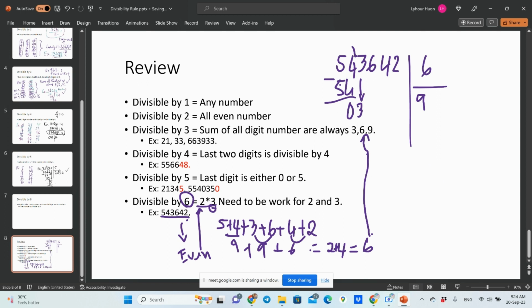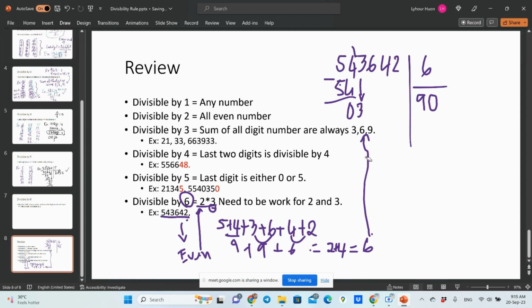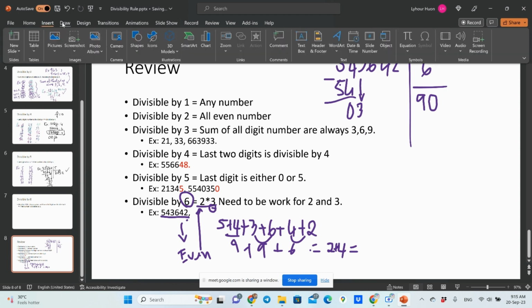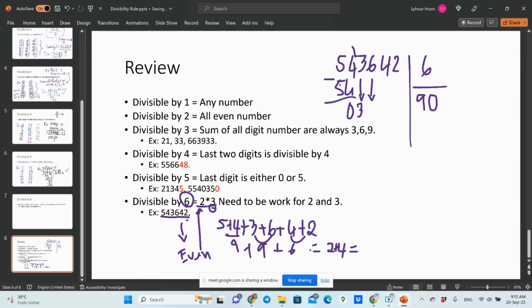We drop down the 3 after we subtract 54 by 54, which is 0. Then we subtract 3 by 0, and then we put 0 in the quotient with the 9. We studied the quotient. Okay, so then we drop another 6 here.